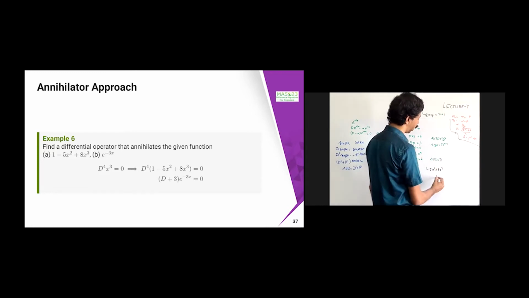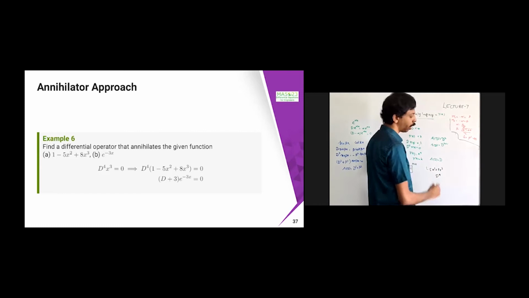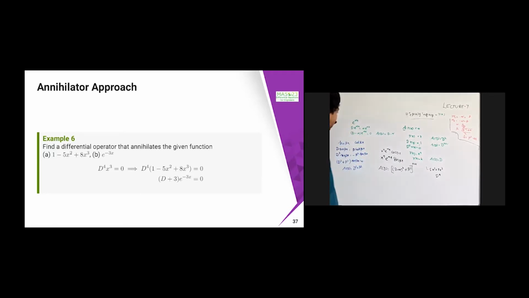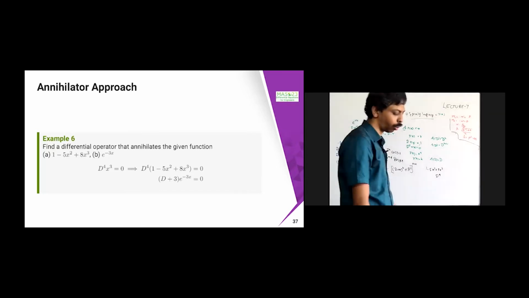Therefore, you are going to get D power 4. If I apply this 4 times, D power 4 is going to give you the answer for this one. Similarly, if I have e power minus 3x, for e power minus 3x, I have alpha equal to minus 3. Therefore, A of t is going to become t plus alpha, so t plus 3.